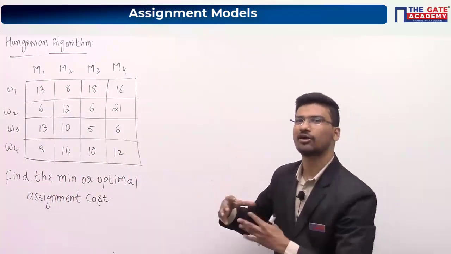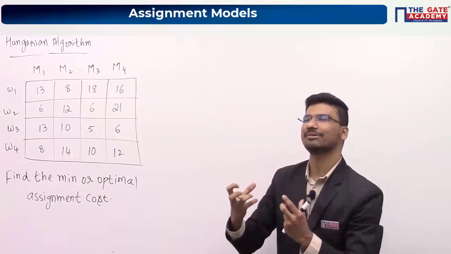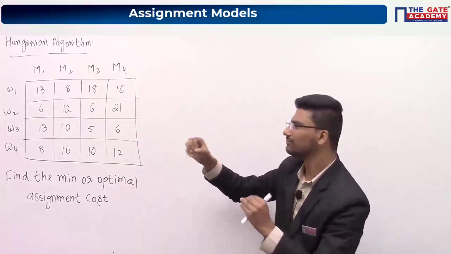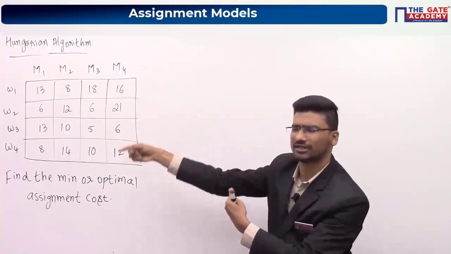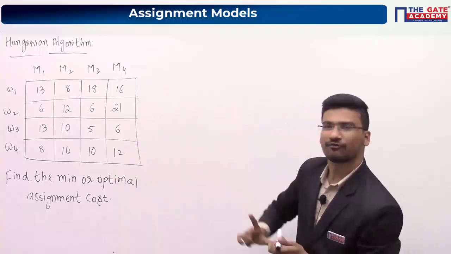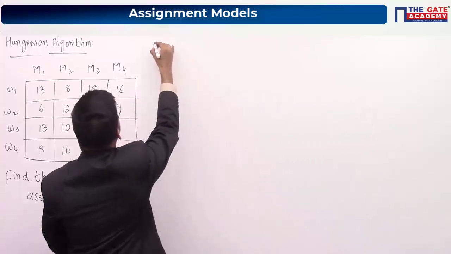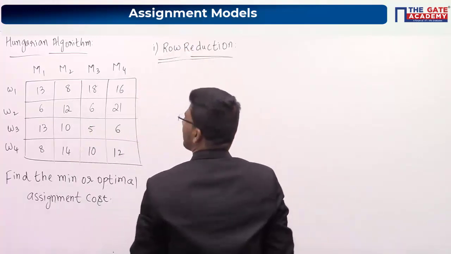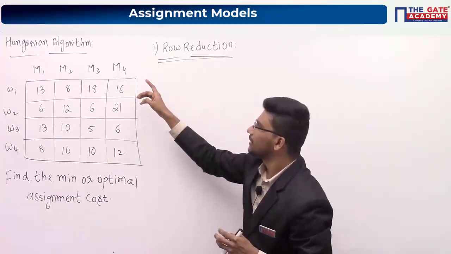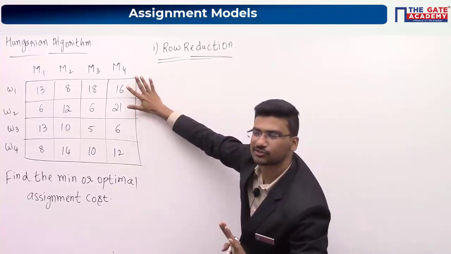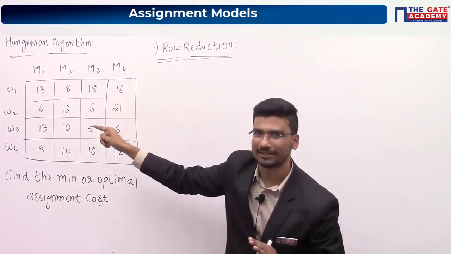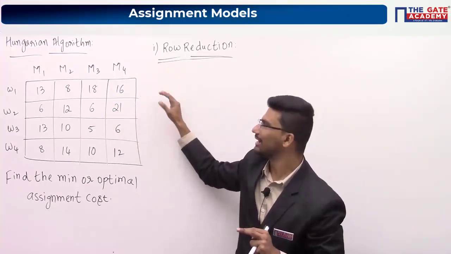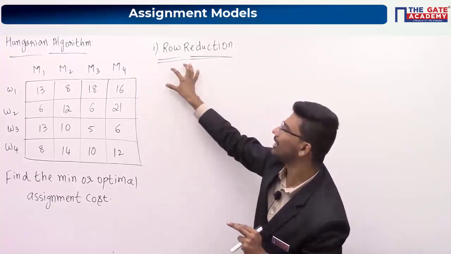Now what we have to do? We have to find out the optimal assignment or the minimum assignment cost. So you have to assign these workers to these particular machines so that the total wages which you are going to pay to these workers should be minimum. For this we have this algorithm in which the first step is row reduction. In the first row, you have to take the minimum element and subtract that minimum element from all other elements. Like that in each and every row you have to do. That is what we call row reduction.